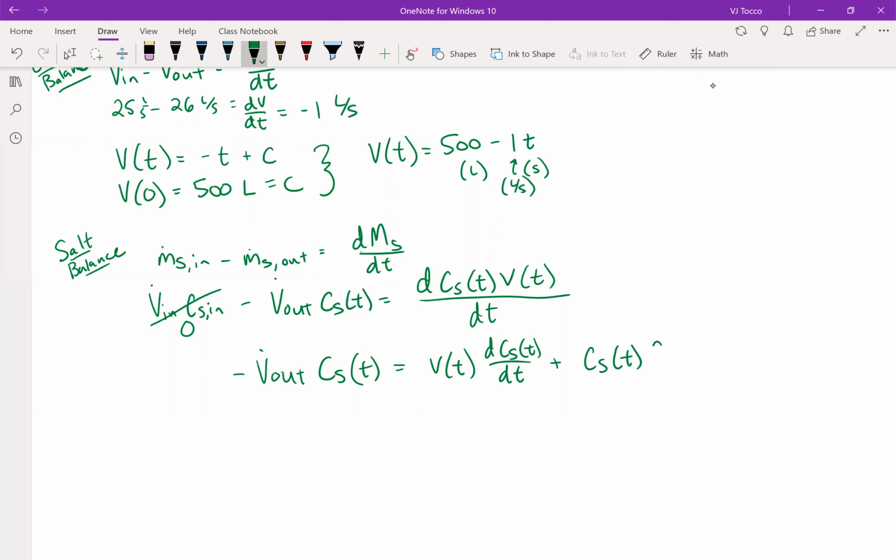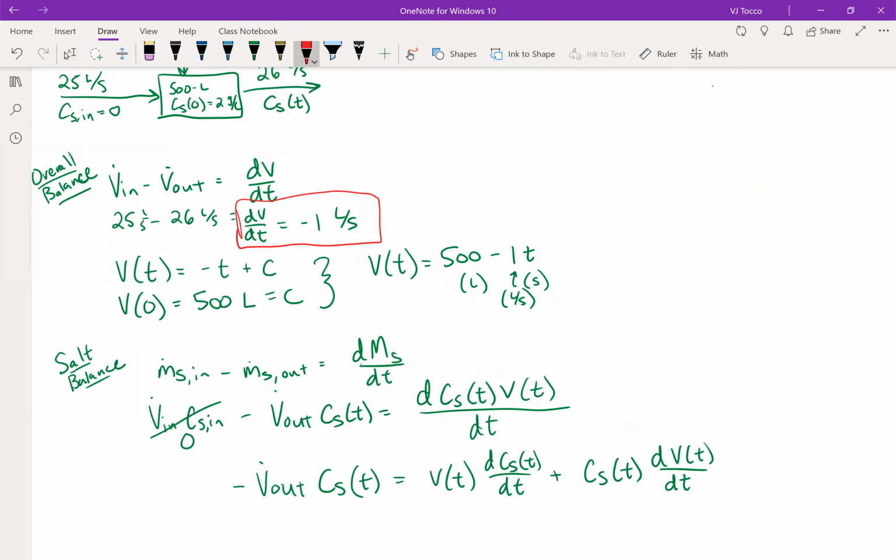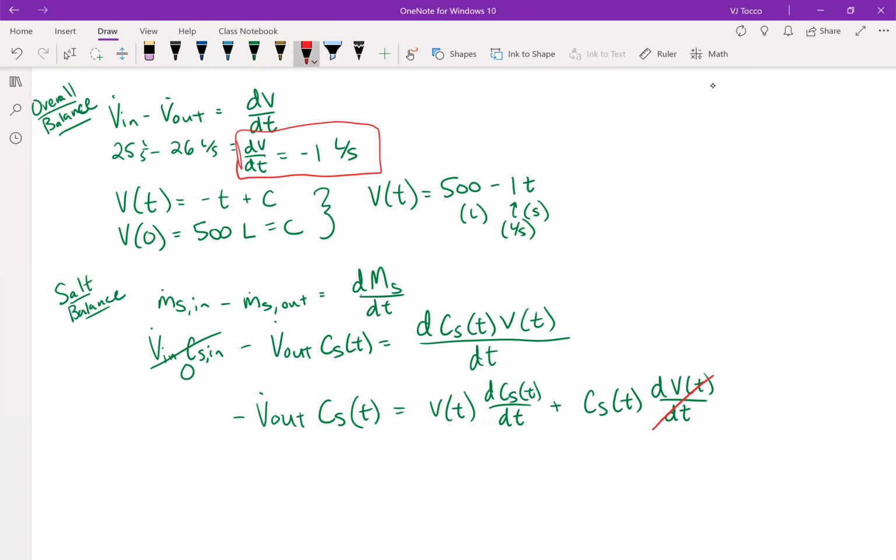Plus CS of T times dV dt. All right, and now this is what I mean when I say coupled differential equations, because I have two differential terms. But I already know what dV dt is, right? Because I solved for it above up here. I already know that dV dt is minus 1 liter per second. Okay, so that helps a little bit.